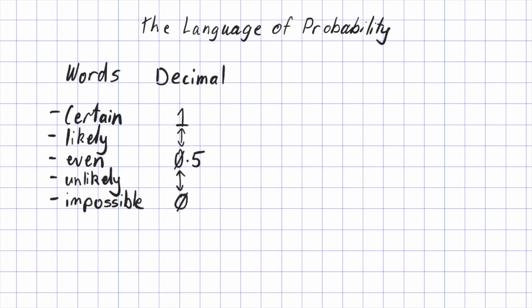Now, I've put the arrows there between 0.5 and 1 to really show you that any value from even to 1, it's likely to happen. It's more likely to happen than not. So that's why that's there. And vice versa with unlikely. Anything that's less than half, it's unlikely going to happen. Not impossible, it's not 0, but it's just unlikely.